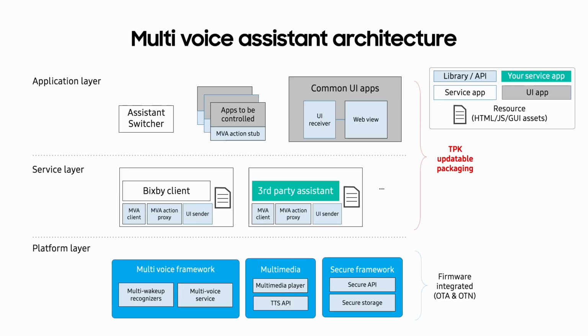As you can see, the overall architecture is divided into layers. First, the platform layer provides detailed support for implementing the voice assistant feature. Next, the application layer provides the common UI apps and target apps controlled by the voice assistant. In service layer, libraries are provided to make it easy to control them. Because of this, we make it easy for you to add a voice assistant, allowing you to focus less on the basics of making it work and more on the specialized functions of your assistant.